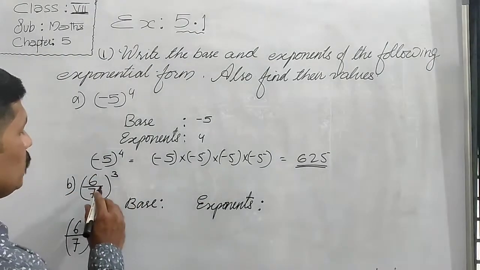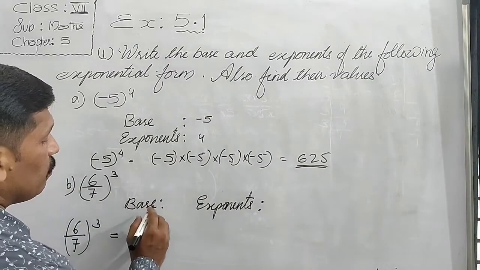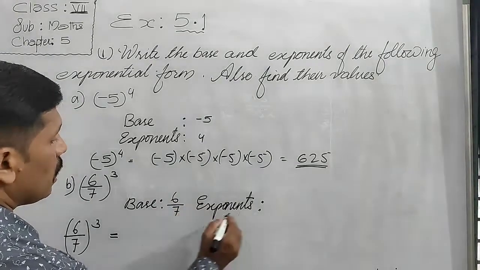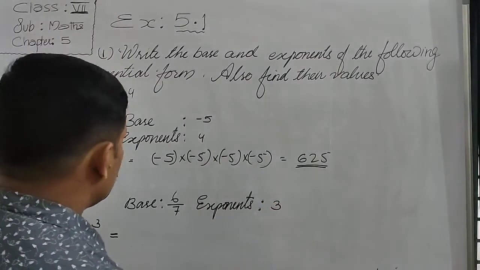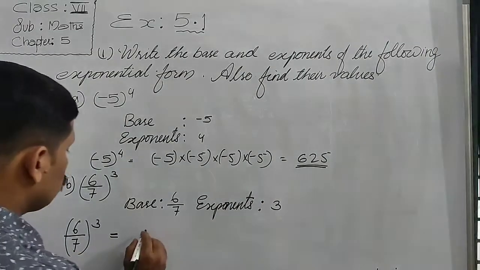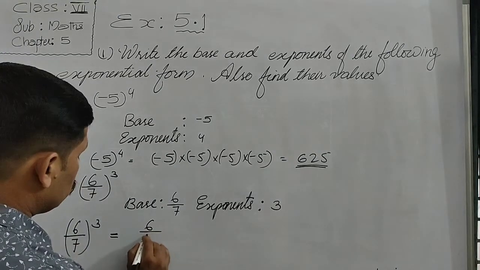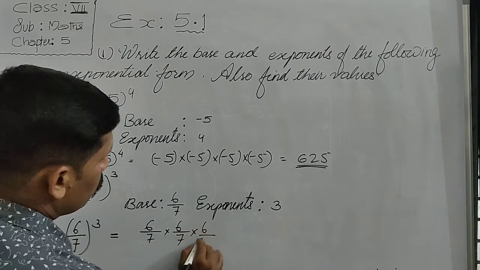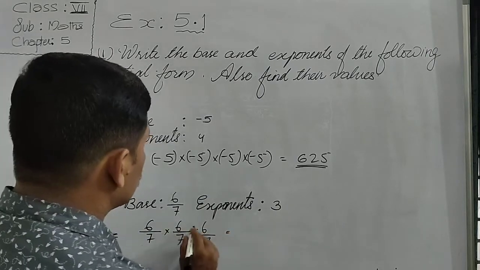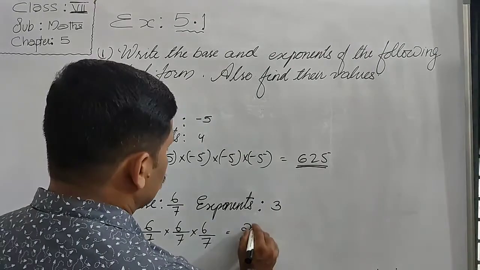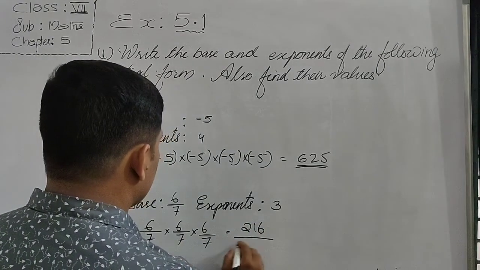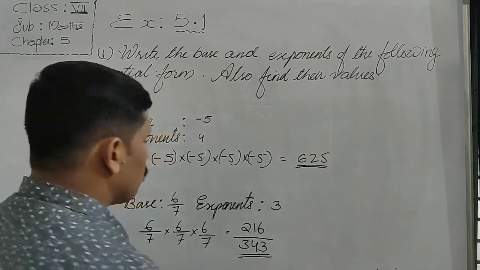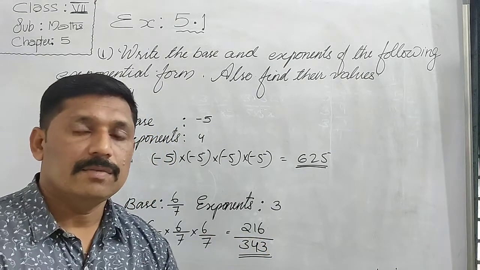Next question, (-6/7) power 3. So here the base is -6 upon 7 and the exponent is 3. Now we have to find the value of this. So three times we have to multiply: 6 upon 7 into 6 upon 7 into 6 upon 7. That is equal to 6 6s are 36, 6 36s are 216, and 7 7s are 49, 7 49s are 343. So the value of this number is 216 upon 343.